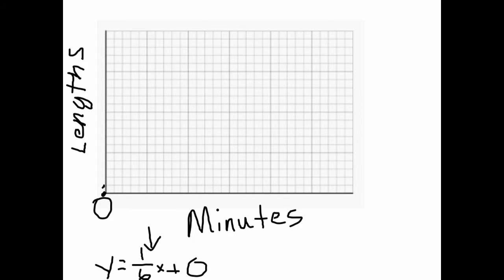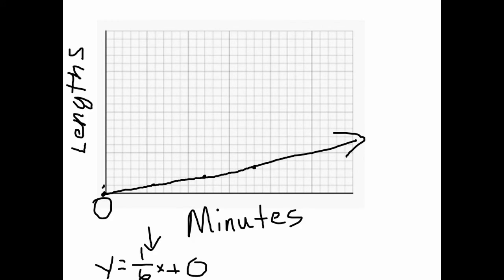6. 1, 2, 3, 4, 5, 6. And then up 1 and over 6. Up 1, over 6. Again, it's not a very steep line, but it is still a straight line because she isn't swimming super, super fast.